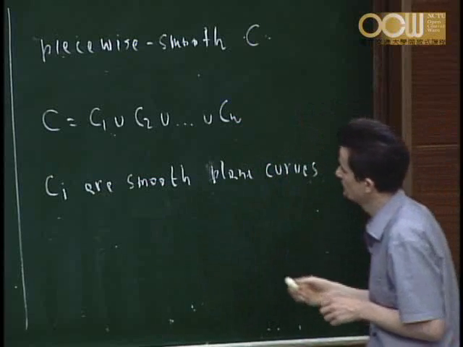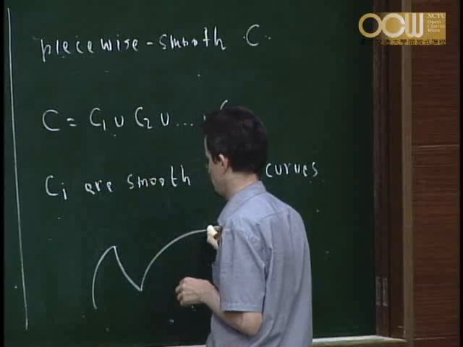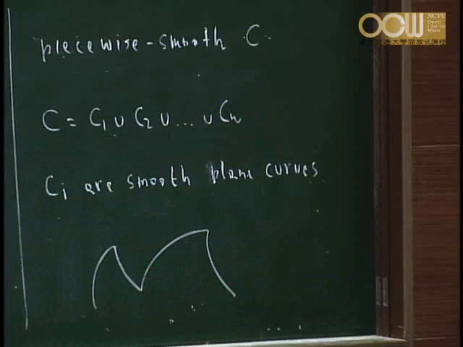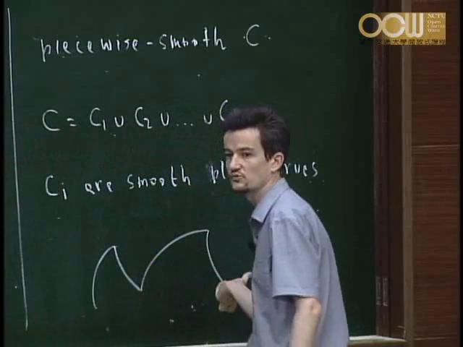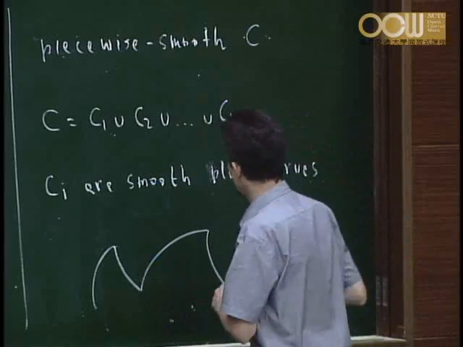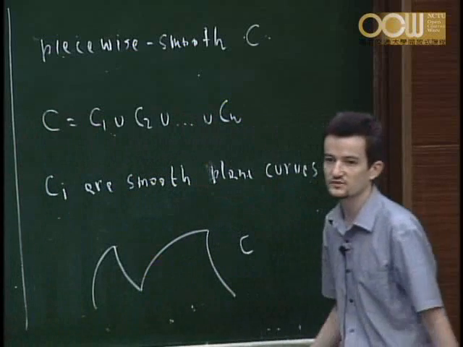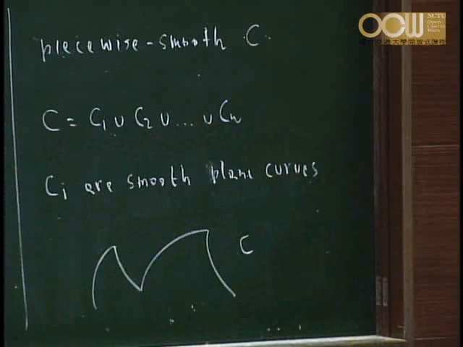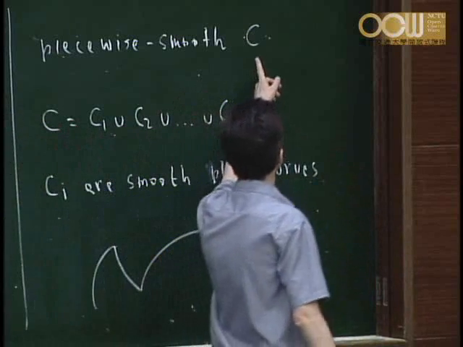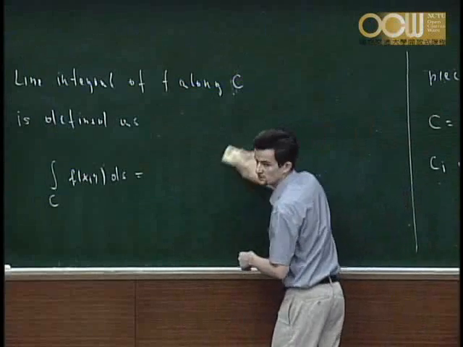Okay, so think about, for instance, something like this here, and then you have something like this here. So this would be C1, C2, C3, C4. All of them are smooth. Okay, but the whole curve is not smooth. It's just piecewise smooth. And we extend the definition of the line integral to piecewise smooth curves as follows. If C is just piecewise smooth, of course we cannot use this limit definition.